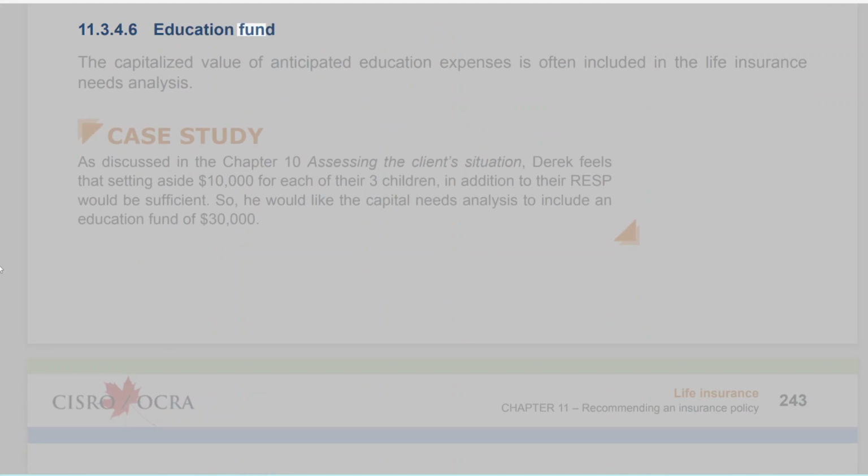1.3.4.6 Education Fund. The capitalized value of anticipated education expenses is often included in the life insurance needs analysis.